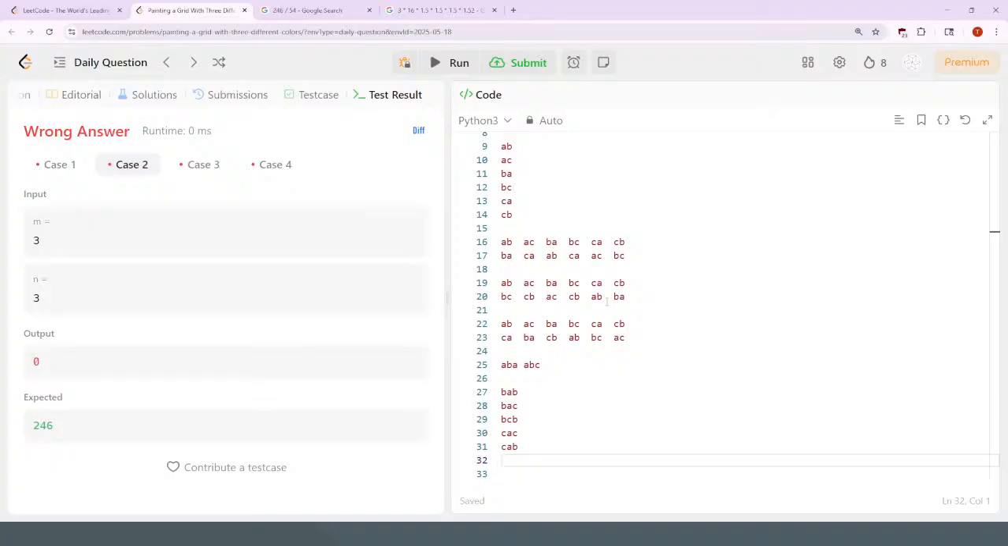So can't start with A. So if it starts with a B, it can either follow with an A and another B, or follow with an A and another C. Starts with a B, it could also follow with C. Can't be A, C, A, C, C, A, B. So there is 5 ways there.